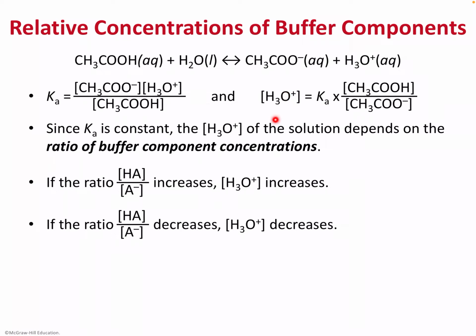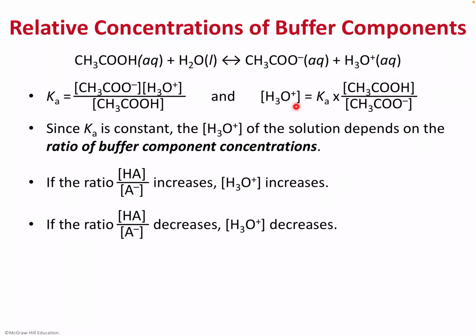Since Ka is a constant, hydronium ion concentration of the solution depends on the ratio of buffer component concentrations. Remember, these two are our buffer component concentrations. Acetic acid is the acid component of the buffer, and then the acetate is the conjugate base component of the buffer. Now the acetate ion comes in terms of sodium acetate. Okay, not necessarily the acetate that comes due to the dissociation of the acetic acid.